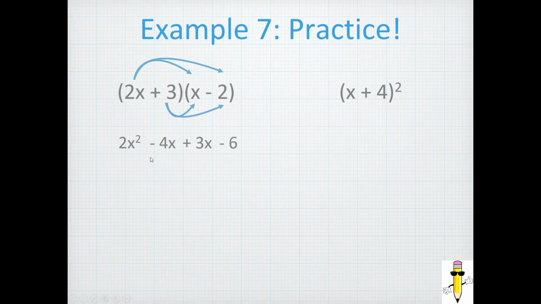And then we have to combine like terms. There's a negative 4x plus 3x. If you owe me $4 and you give me 3, then you only owe me $1. So our final product should have been 2x squared minus 1x plus 6.